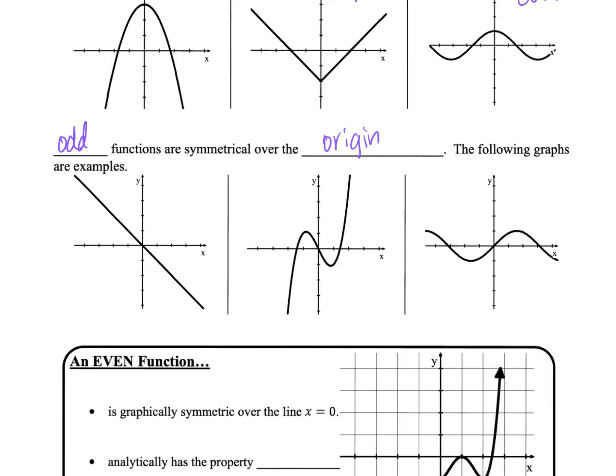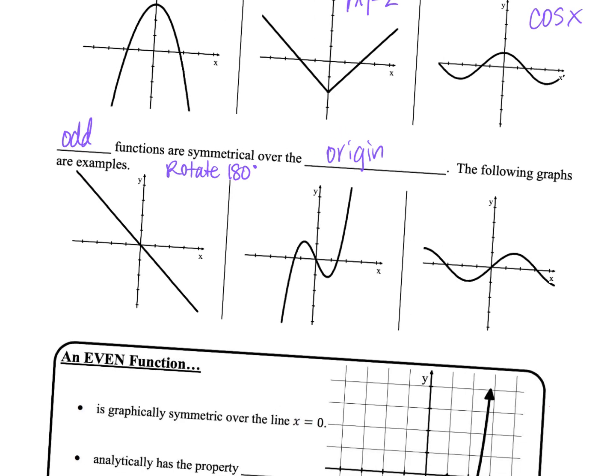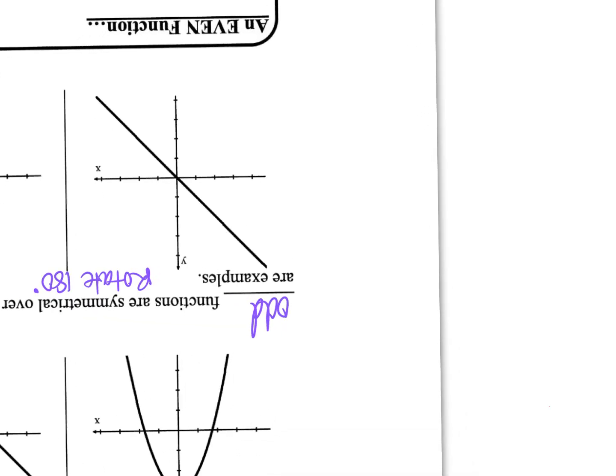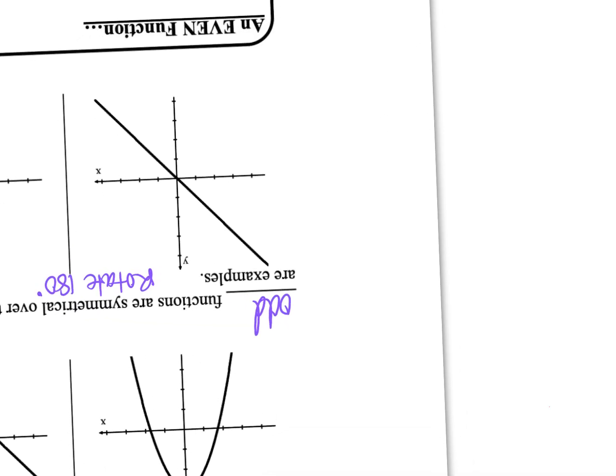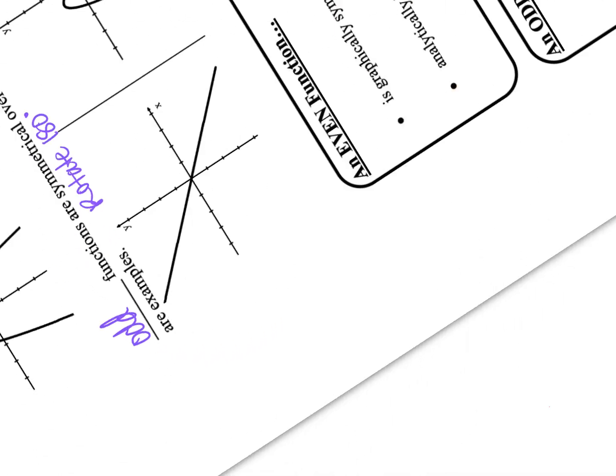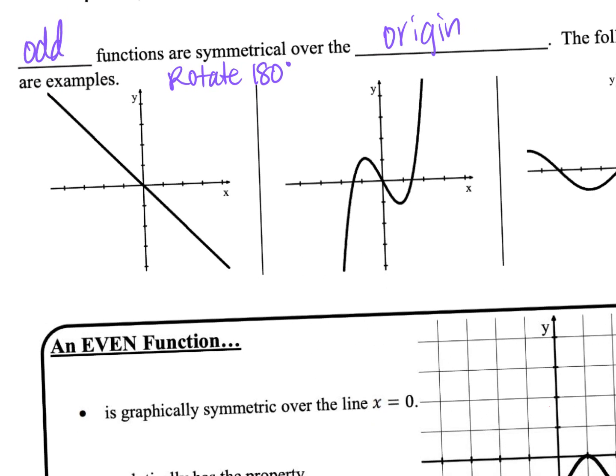You know what I'd like to add to that? They need to rotate 180 degrees and land on top of itself. 180 degrees is a half circle. So if I spin my paper, which is easy, check this out. If I take this paper and I spin it 180 degrees, is it exactly the graph that it was before? This is going down through the center. Is this going down through the center? That's what makes it odd.